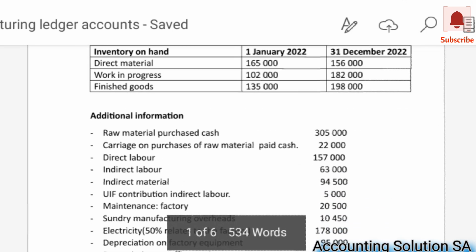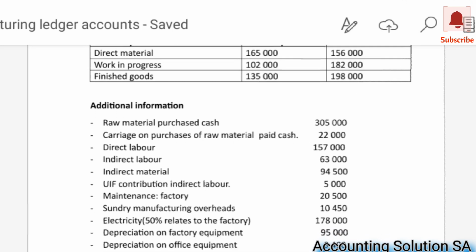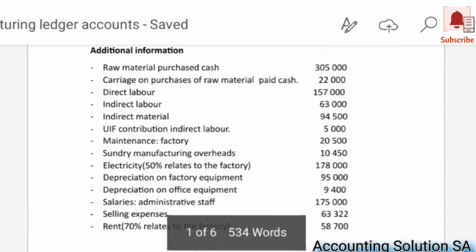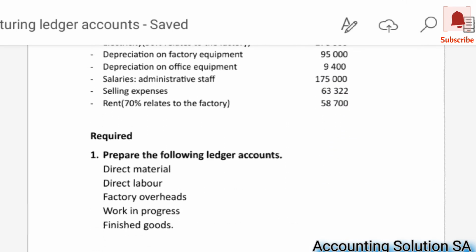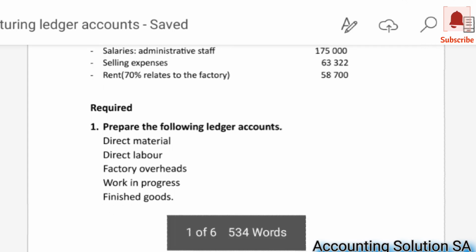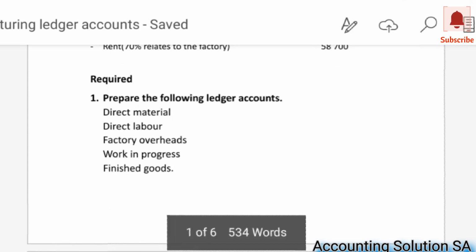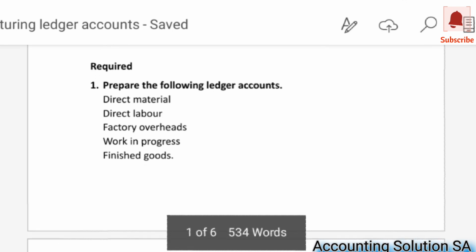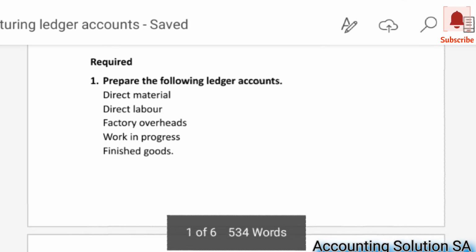Then additional information, we have raw material purchased for cash. Then they give us the amount. We have carriage on purchase of raw material that is paid cash. We have direct labor, indirect labor, indirect material, and so on and so on. Then required. Number one, they said we have to prepare direct material. Number two, direct labor. Number three, factory overhead or manufacturing overhead or indirect cost. So you have to know that all those names are the same. Then number five, we are going to prepare work in progress. Then the last one, we are going to prepare what we call finished goods.